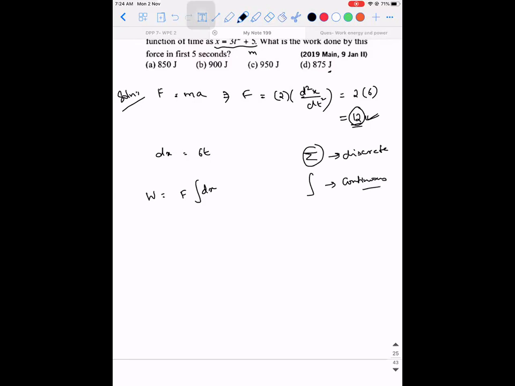When the values are continuously changing, then you need to use integral. So integral of dx between which points? X equals 0 to x equal to 5. So F into integral of dx is x.